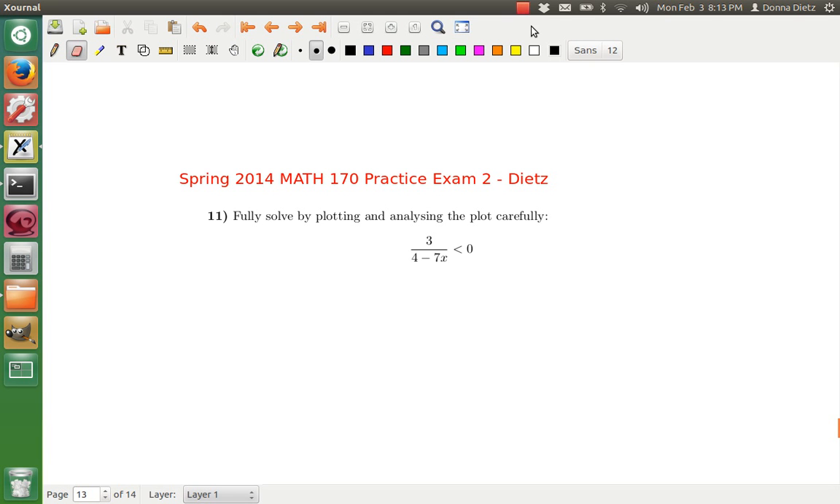Okay, so this problem says solve fully by plotting and analyzing the plot carefully. I'm actually going to do it two ways. I'm going to do it the way it's requested, and then I'm going to show you how to do it just using algebra, even though that wasn't what was requested. I want to show you that you get the same answer. However, if you've already learned how to plot these, you don't have to additionally learn how to deal with the inequality. So you kind of buy one get one free with these concepts.